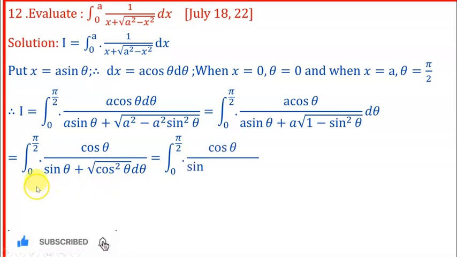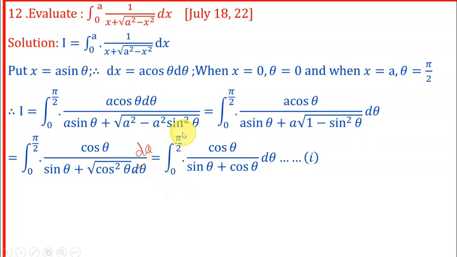Therefore, our integral becomes 0 to pi by 2 cos theta upon sin theta plus root of cos square theta, into d theta. Next, that is equal to integral 0 to pi by 2 cos theta upon sin theta plus cos theta into d theta. And this is the first one.